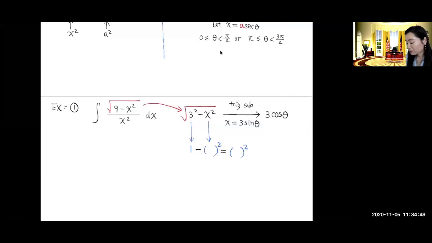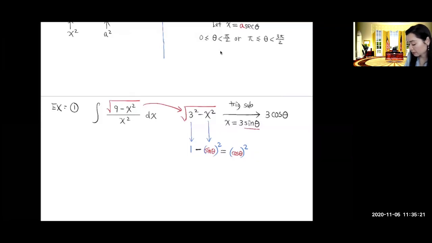You say, maybe this should be sine theta, and then this will be cosine theta. Now, some of you might say, what if I let this be cosine theta, and that's sine theta? That will also work, but I think this will be a little bit easier. Let x be 3 sine theta. So over here you have sine theta, and then this will be cosine theta.